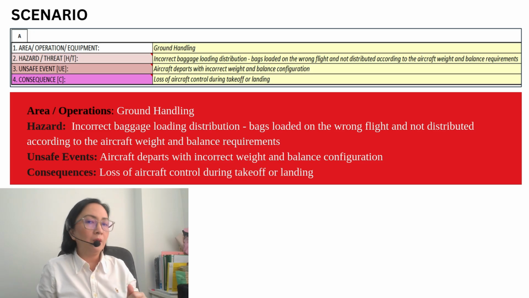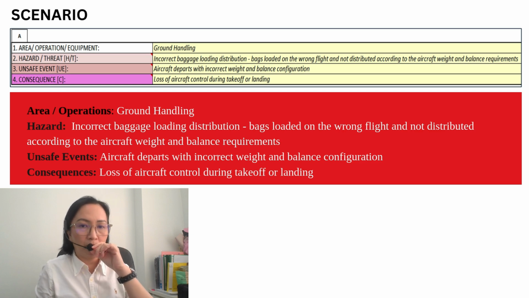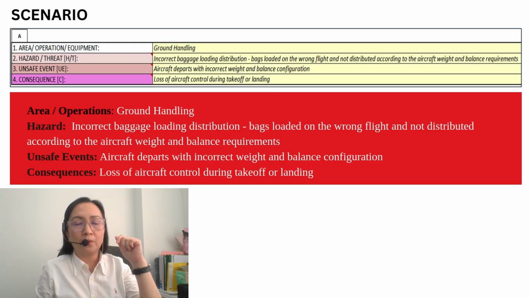Area/operations: ground handling. Hazard: incorrect baggage loading distribution. Bags loaded on the wrong flight and not distributed according to the aircraft weight and balance requirements. Unsafe event: aircraft departs with incorrect weight and balance configuration. Consequence: loss of aircraft control during takeoff or landing.